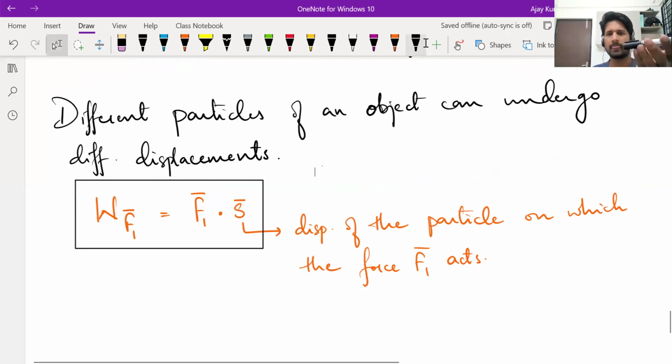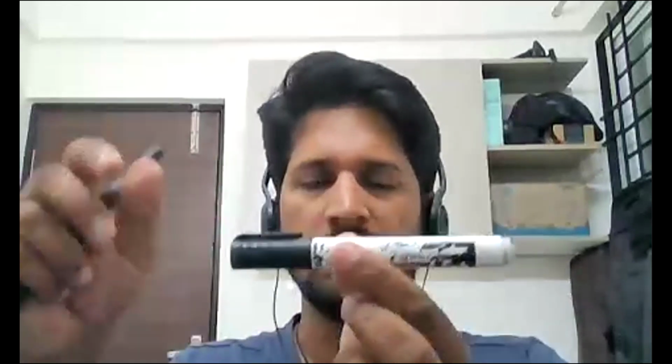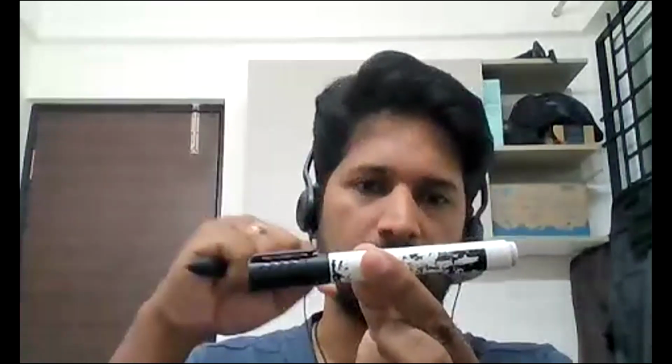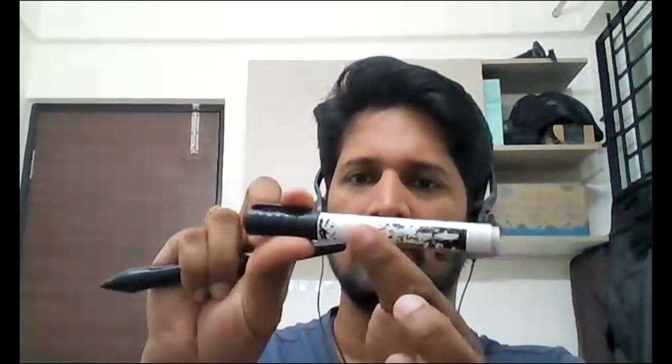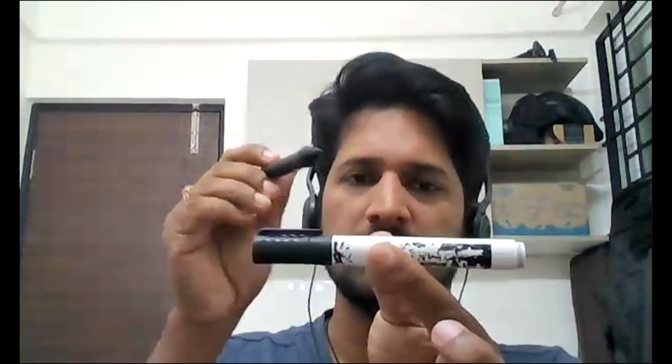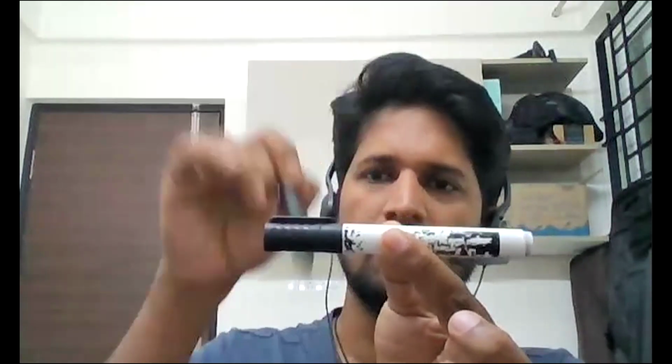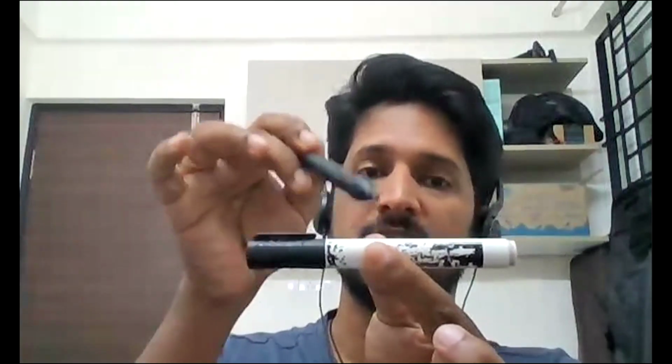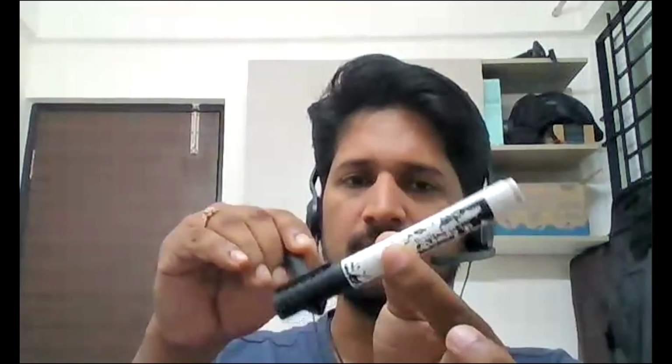For example, in this case itself, I am holding the pen. If I'm holding the pen, it means I'm exerting a force here. The finger with which I'm holding it, or the two fingers with which I'm holding it, are exerting some force there. Now, assume the pen moves like this. Clearly it is rotating, you can see. Different particles of the pen are undergoing different displacements. Tell me, what is the displacement of this particle where my fingers are exerting the force? In this process of rotation, what is the displacement of the particle where my fingers are exerting the force? 0, sir. 0, it's not moving at all.